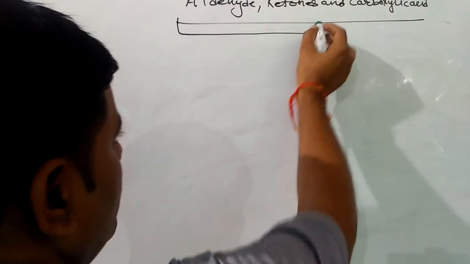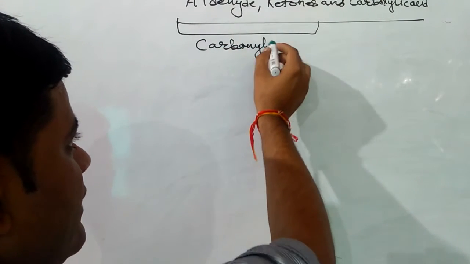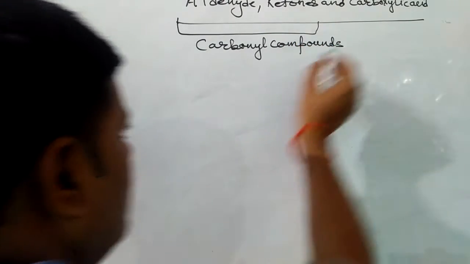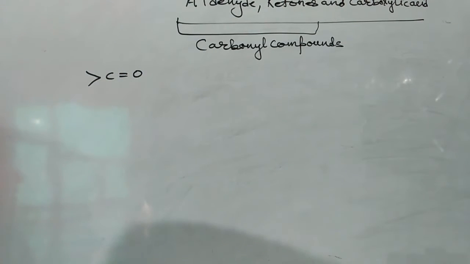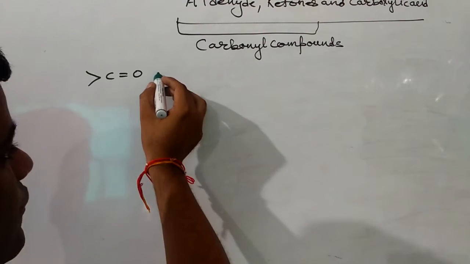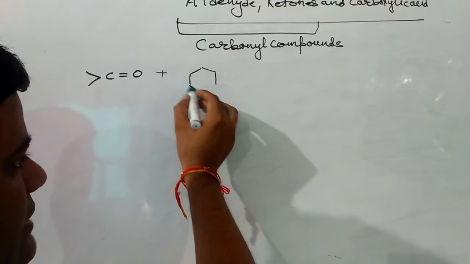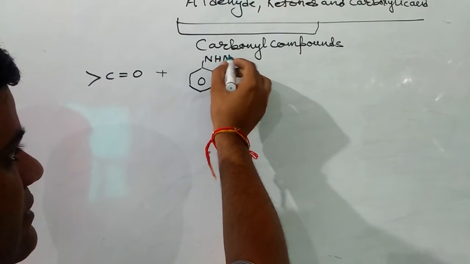Aldehyde and ketone are collectively known as carbonyl compounds because of the carbonyl linkage in them. Carbonyl linkage means C double bond O, and these groups can be detected with the help of the 2,4-DNP test or Brady's reagent test.